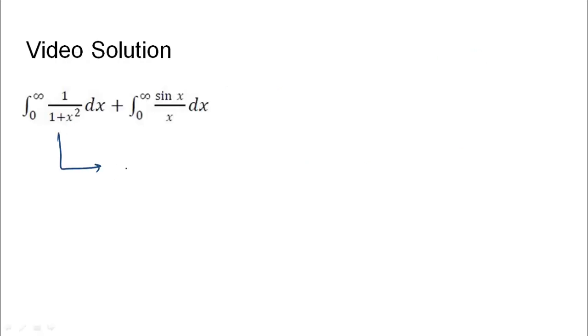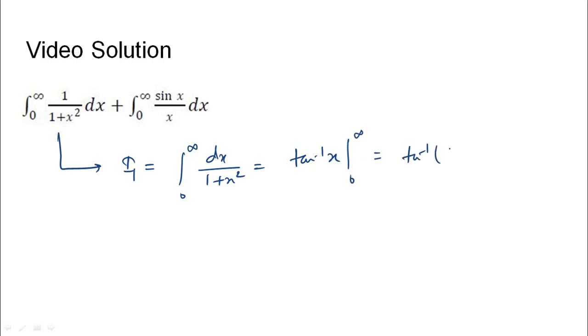Let us call this as I1. So I1 is 0 to infinity dx by 1 plus x square. This can be written as tan inverse of x from 0 to infinity. Substituting the limits, tan inverse infinity minus tan inverse of 0. Tan inverse infinity is pi by 2 minus 0, which would give the value as pi by 2.